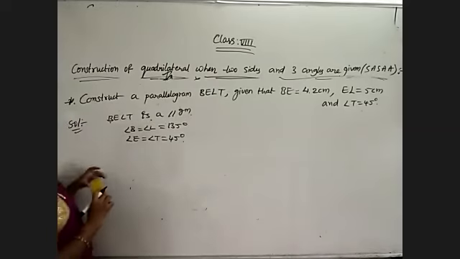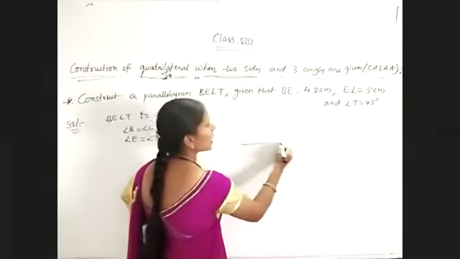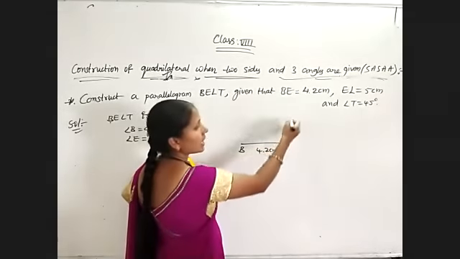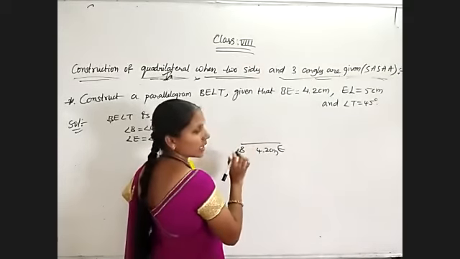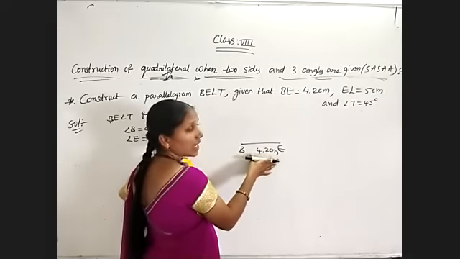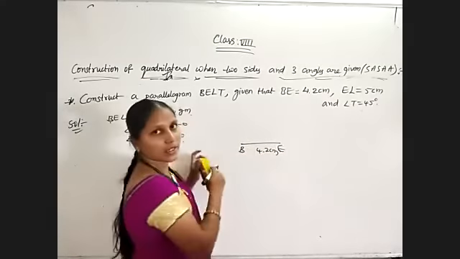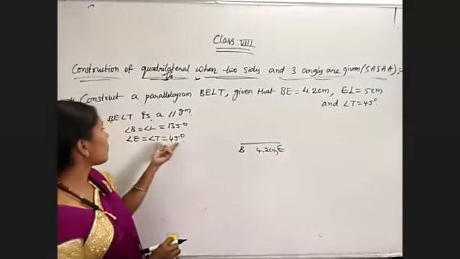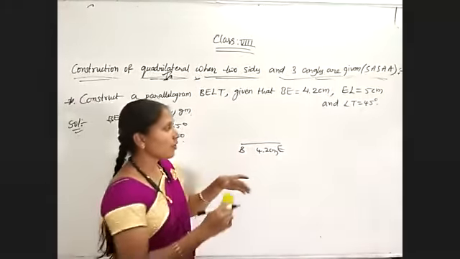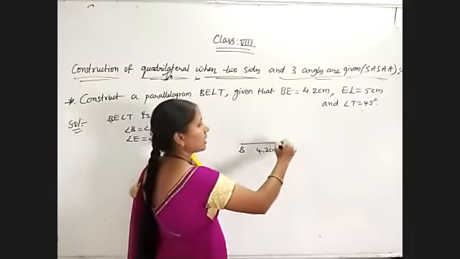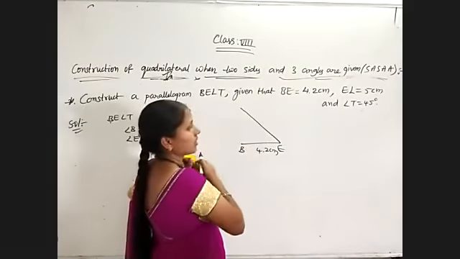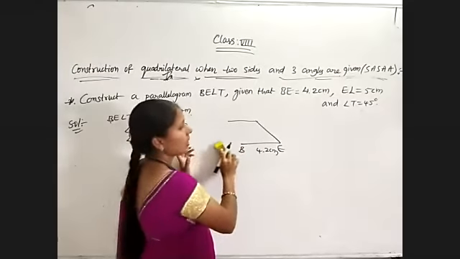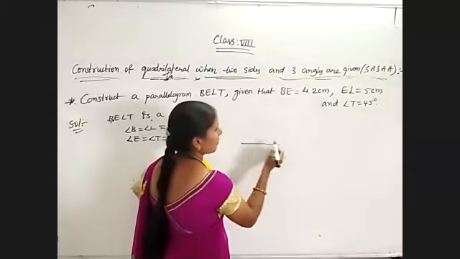Now use the given measurements: BE is equal to 4.2 centimeters and EL is 5 centimeters. Angle E is equal to 45 degrees, which is an acute angle, less than 90 degrees. So we will get the parallelogram in this way. Because we know the shape of the parallelogram, draw the parallelogram in the proper way.